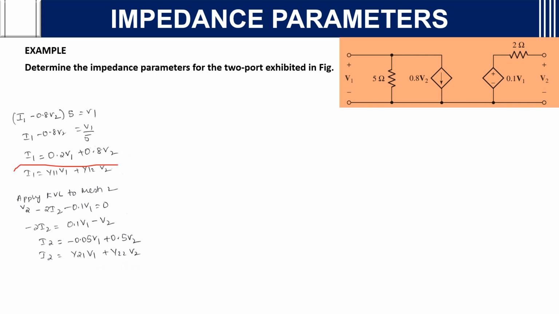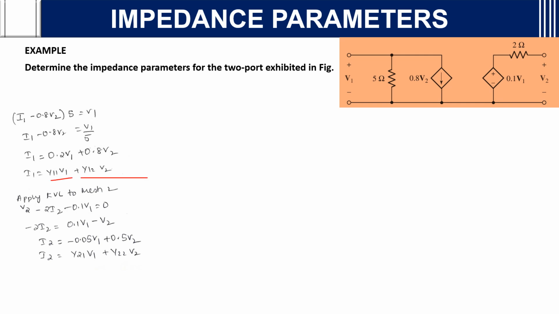Here, first we are finding the admittance parameters. After finding the admittance parameters, you can easily convert admittance to impedance parameters. We have seen how to convert admittance to impedance and impedance to admittance in the first question. In the same way, here the admittance parameters can be converted into impedance parameters. Initially we have I1 is equal to Y11 V1 plus Y12 V2.